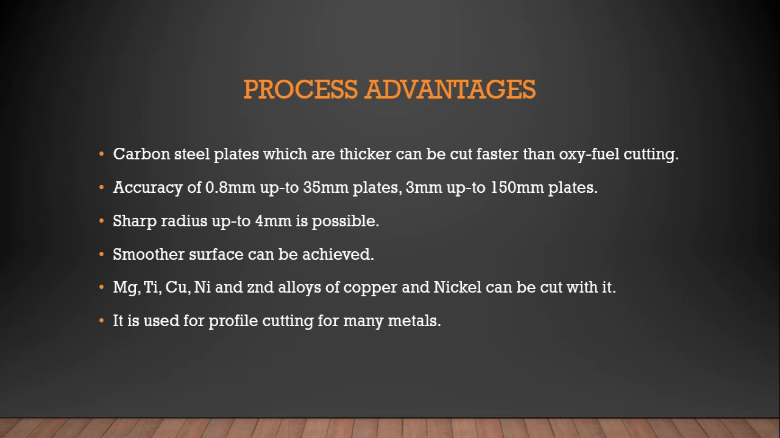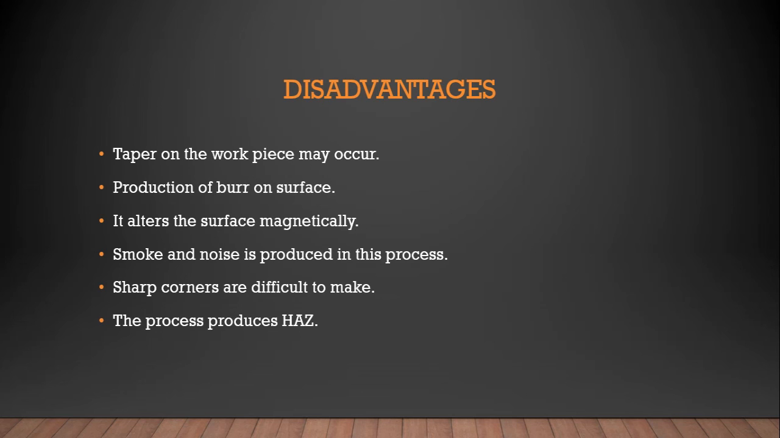Next, we have disadvantages. Taper on the workpiece may occur. Production of burr on the surface. There are different burrs produced on the surface of the workpiece. It alters the surface magnetically. Smoke and noise produced in this process can affect the worker. Sharp corners are difficult to make, and the process produces haze.